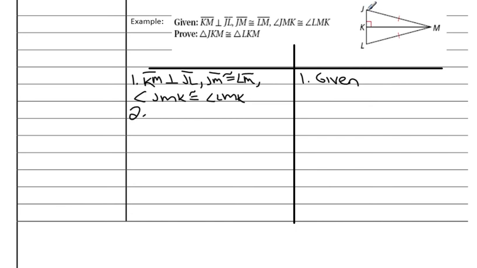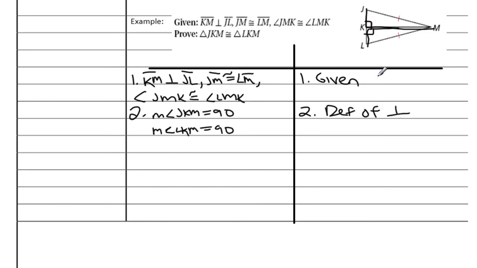So I need to mark that angle JKM is 90 degrees. So the measure of angle JKM is 90 degrees, and the measure of angle LKM is also 90 degrees. And the reason I marked that is because that's the definition of perpendicular. I can abbreviate perpendicular. Perpendicular says that the 2 lines intersect at 90-degree angles. Okay, that takes care of the first part.